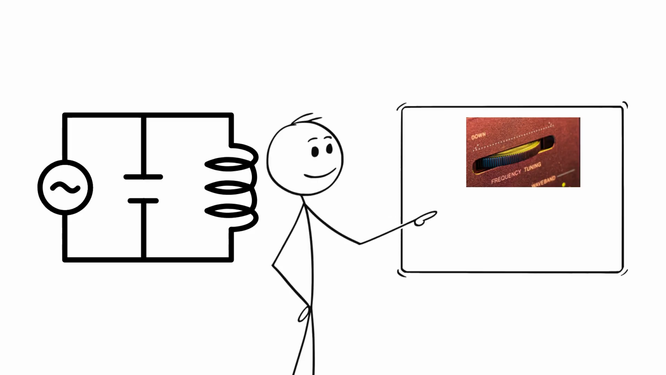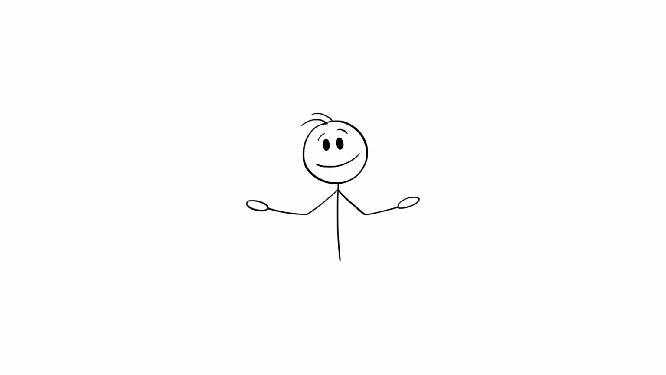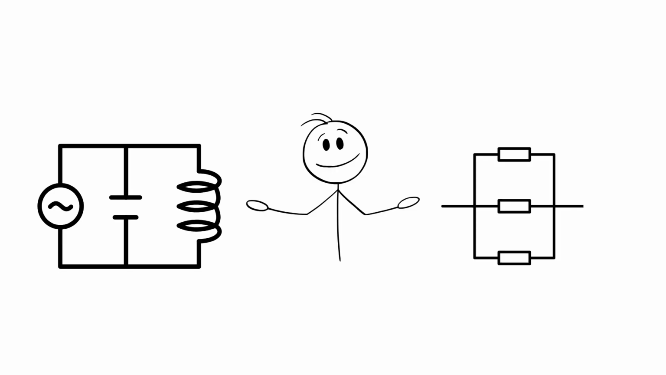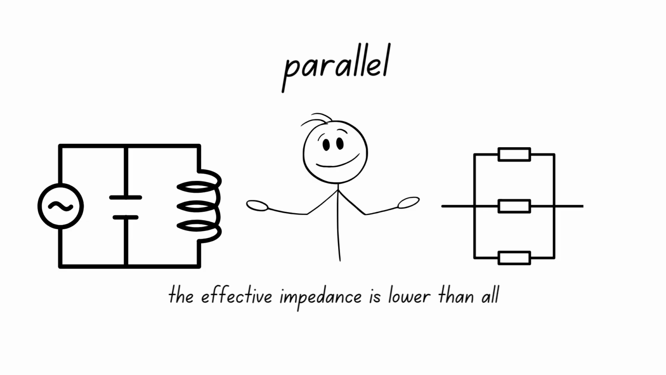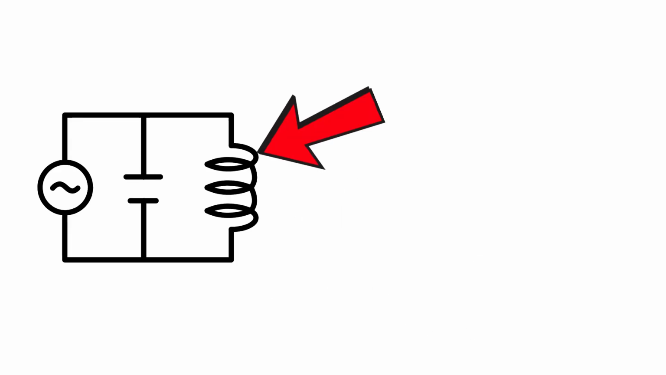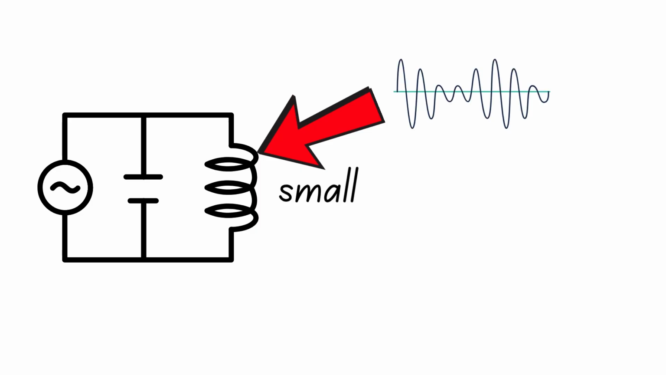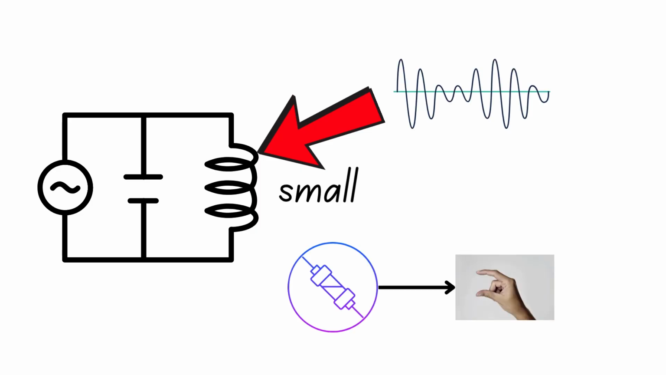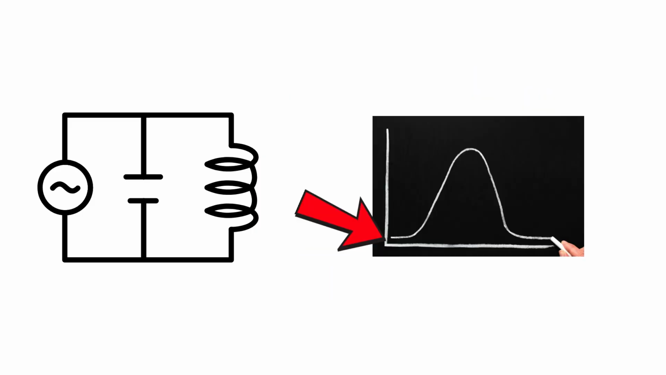When the driver frequency is low, capacitive impedance is large and inductive impedance is small, so the circuit impedance is capacitive. Generally, when impedances or resistances are connected in parallel, the effective impedance is lower than all the individual resistances in that network. Since inductive reactance is small at low frequencies, the effective impedance is also very small due to the parallel connection of the components and approaches zero as the frequency approaches zero.